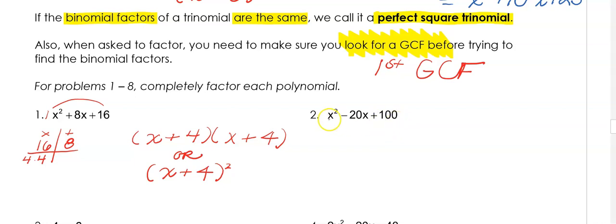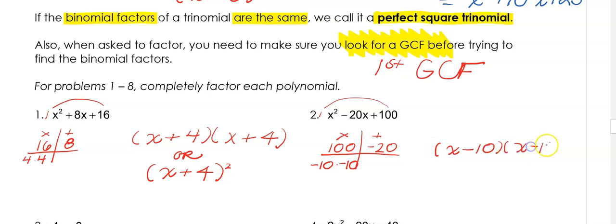Number 2, no greatest common factor. We're looking for things that multiply to 100 that add up to negative 20. Those numbers are negative 10 and negative 10. You could see that again, it's a perfect square trinomial, and you could write it, if you would like, as x minus 10 squared.